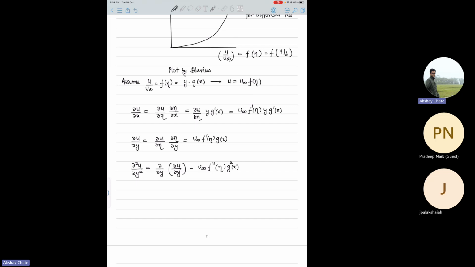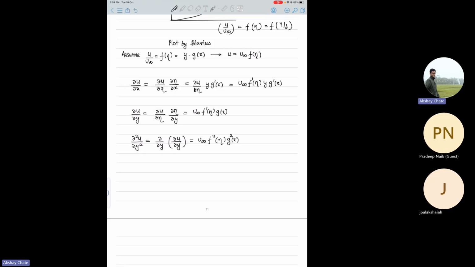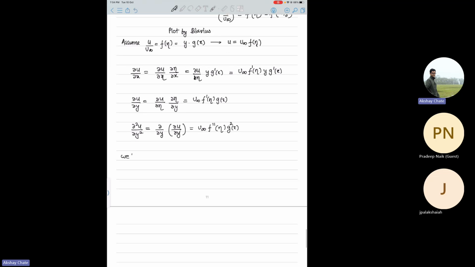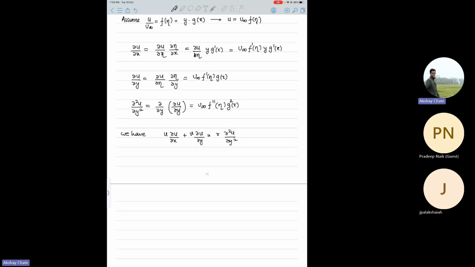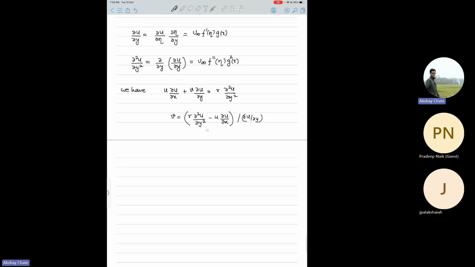You can cross verify this later, but this is typically the procedure followed here. Then they put it in equation 1, the x momentum equation: u del u by del x plus v del u by del y is equal to kinematic viscosity into del square u by del y square, which we got from the scaling analysis. The unknown here is the velocity v. If you rearrange the terms, how do you get v? Kinematic viscosity times del square u by del y square minus u del u by del x, the whole thing divided by del u by del y. If you simplify, you get some form for v.